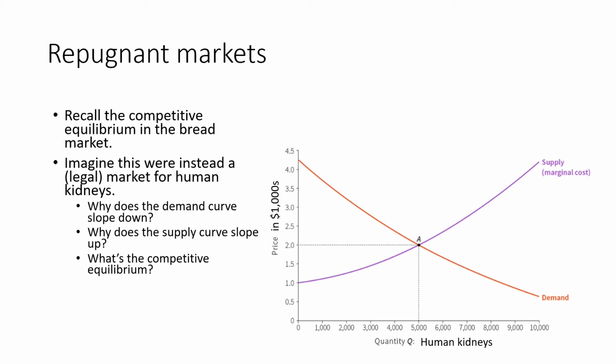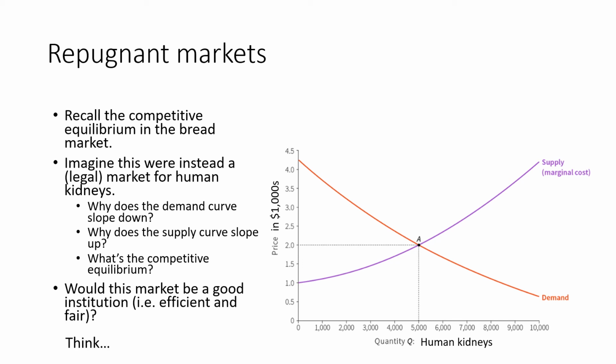What is a competitive equilibrium? The equilibrium is where supply meets demand. Would this be a good institution that is efficient and fair? Would this market for human kidneys be a good institution? Is it efficient? Is it fair? What are your thoughts on this?